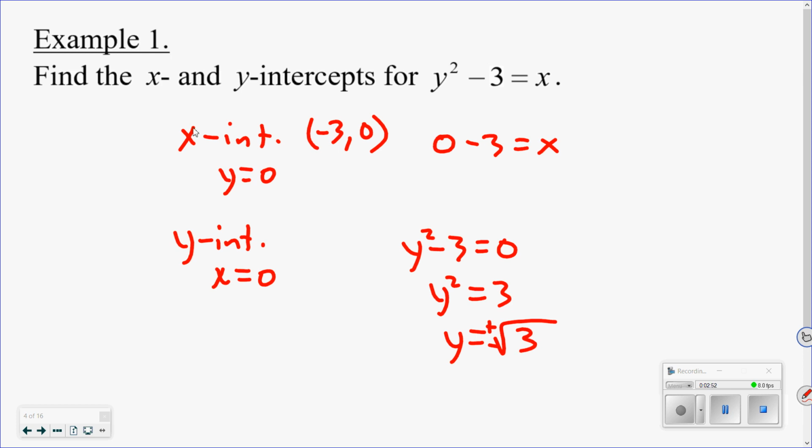Again, when you write your answer, it should be written as a point. So x is 0, y is the square root of 3. That's one y-intercept. The other one is x is 0 and y equals negative square root of 3. So this one has one x-intercept and two y-intercepts. This actually is a parabola turned on its side, and that's why it ends up crossing the y-axis twice. Okay, so finding x-intercepts: put 0 in for y, solve for x. Find the y-intercepts: plug 0 in for x, and solve for y.